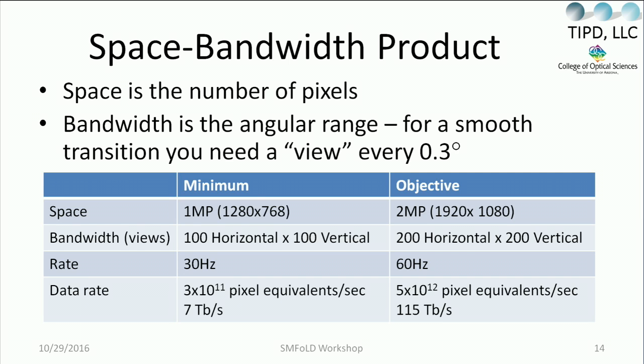So if you look back at what you have to have for incredibly smooth motion, and if you want a view about every pupil, so as you move around, you get some pretty ugly numbers. If I want a 1 megapixel display, say nominally 1280 by 768, I need 100 horizontal views, 100 vertical views at 30 hertz, so I need 300 gigapixel equivalents. So 900 gigabytes a second, or 7 terabits if I don't have any overhead for any of my bytes to be able to do that.